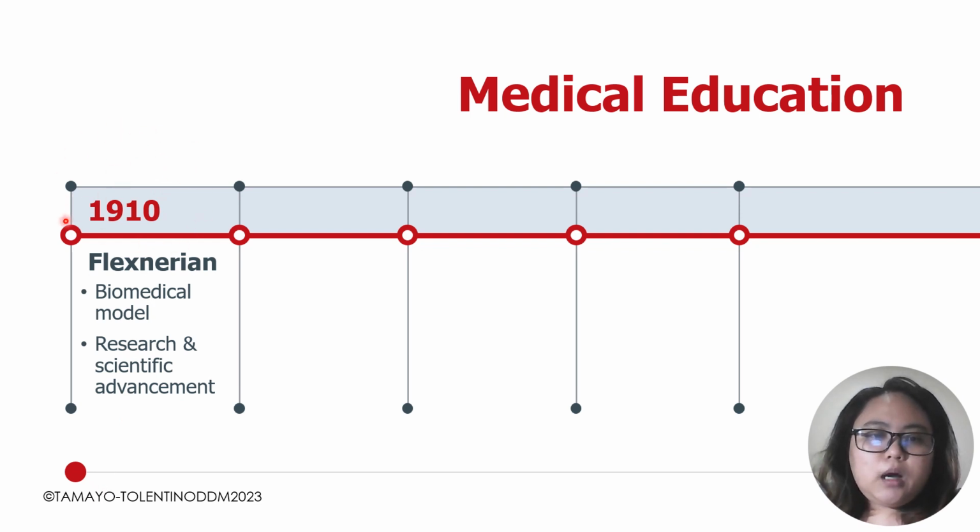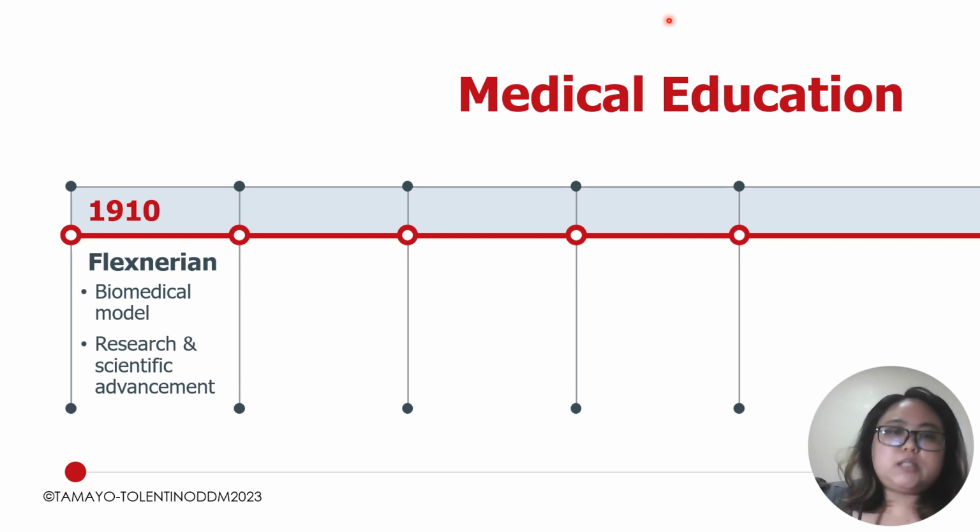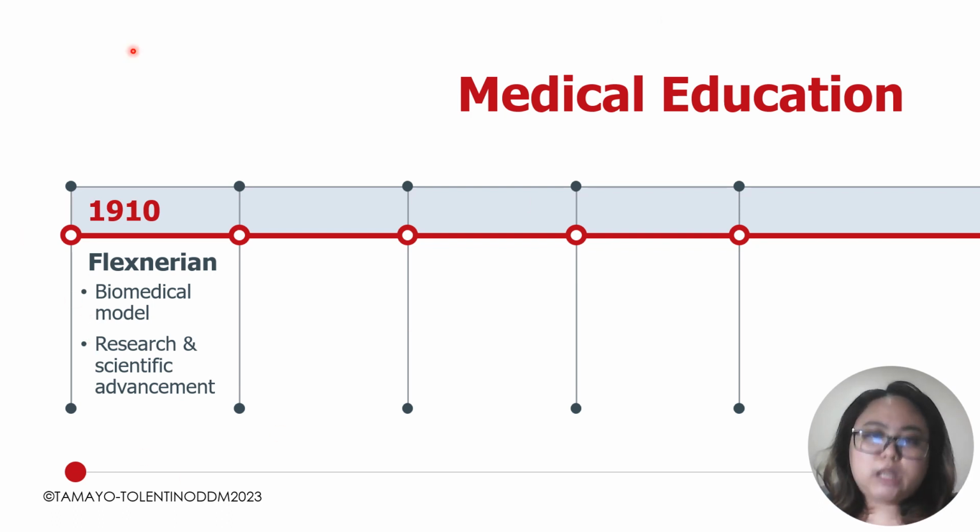In 1910, Flexnerian education came about as research and science advanced during the 20th century. In line with the changes in the delivery of healthcare, medical education also implemented a biomedical model which emphasizes the science behind patient care. The prevailing criticism of the Flexnerian model of medical training is that we produce doctors who are excellent in science and research, but not exactly the best in patient care. It is further claimed that doctors lack critical thinking, problem-solving skills, and most especially, communication skills.